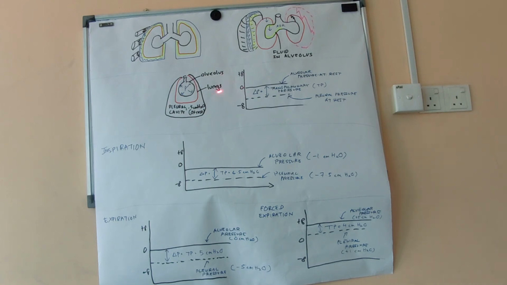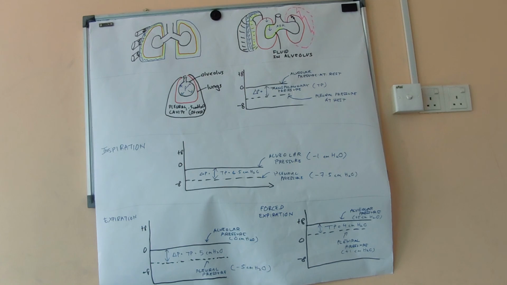As you can see from this diagram, the alveolar pressure is -1 cm H2O, and this one is negative. Pleural pressure will drop down to -7.5 cm H2O. When you subtract this from this, you will get 6.5 cm H2O. So the more positive the transpulmonary pressure, the more volume of air that you take in. That is all for inspiration.